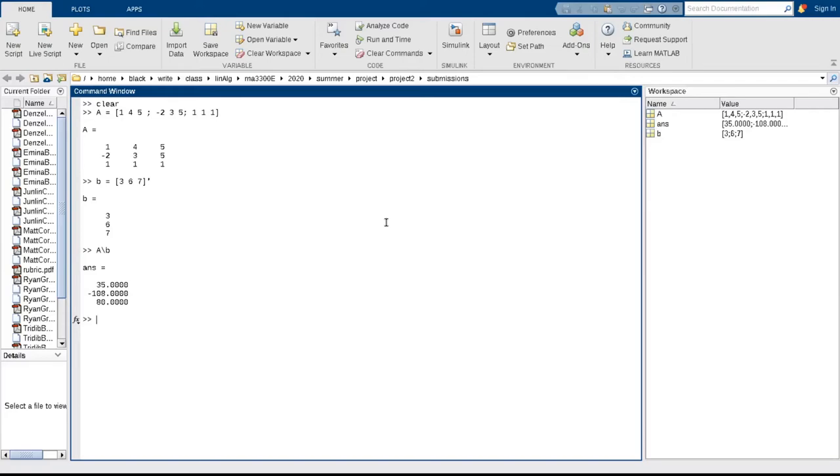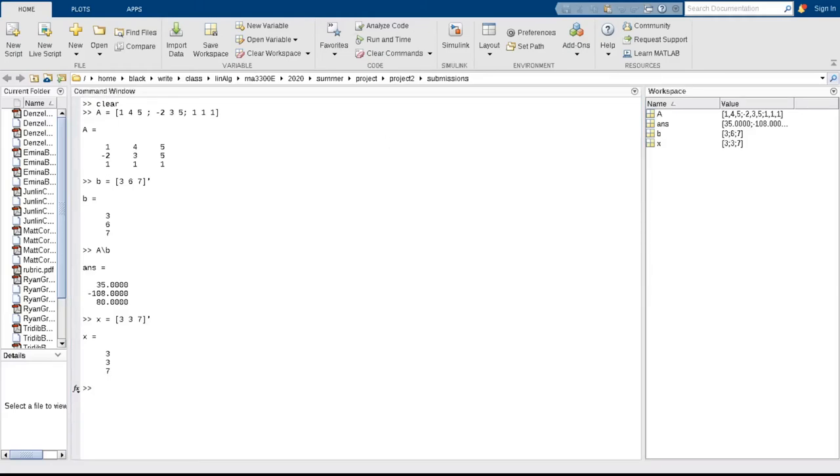Let's suppose that for whatever reason A is really big, or doing that is not so easy. Then how do I do it? How do I make an approximation? Well, first thing is we need to assume we have an initial approximation. I'm just going to make something up here. Suppose it's 3, 3, 7. You can see that's pretty far off from the true solution, so that's not going to work so well.